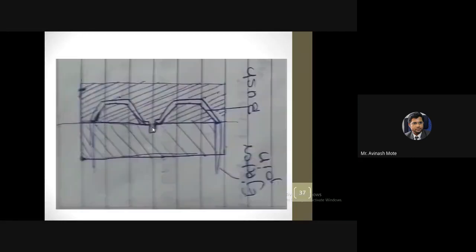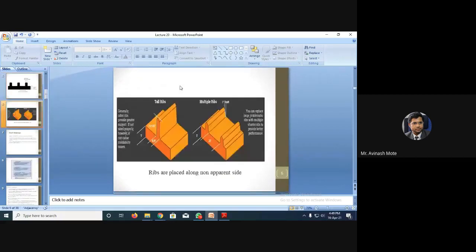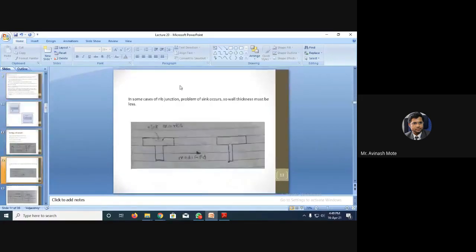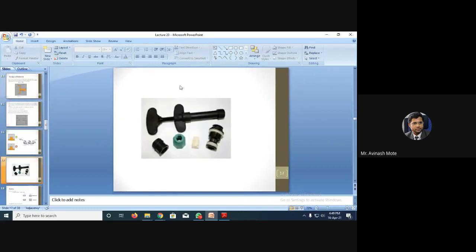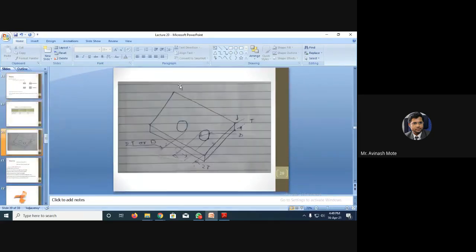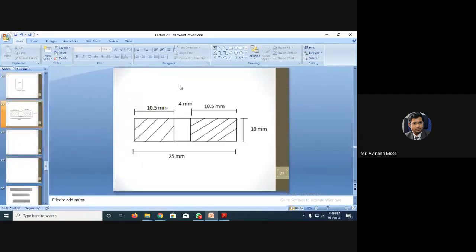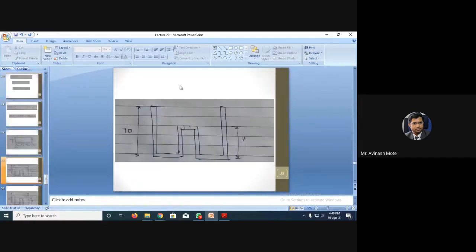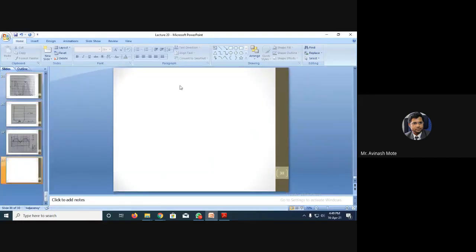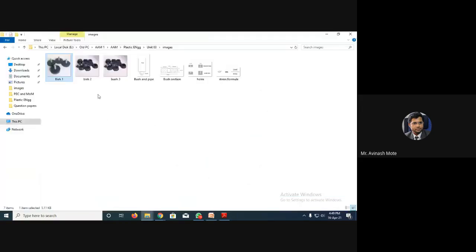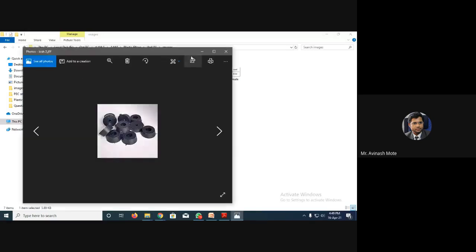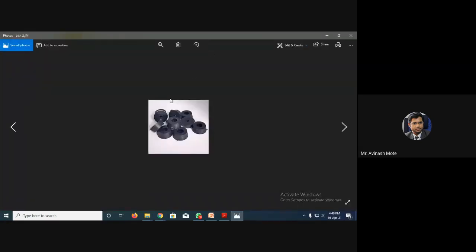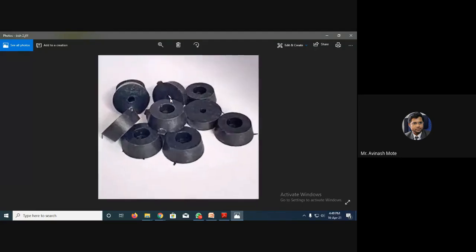Manufacturing is also simple. This kind of mold is required. I'll show you the picture also, where it is. Just a minute. The exact picture I was having. Now look at this. This is the bush. Are you getting it?